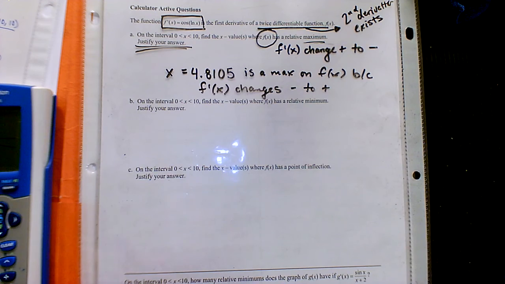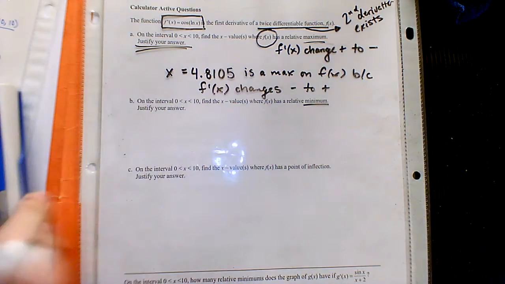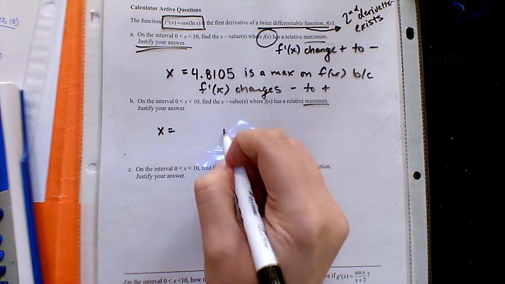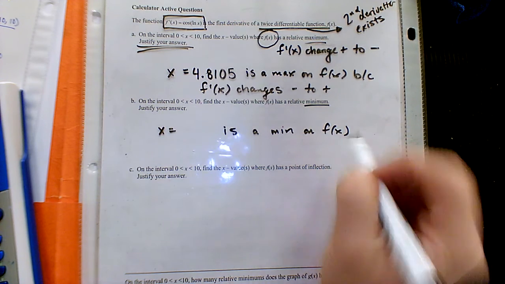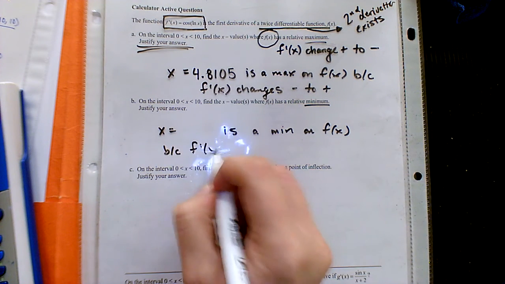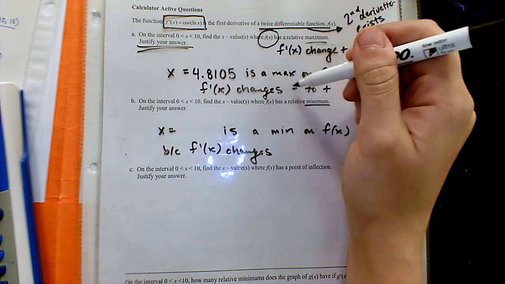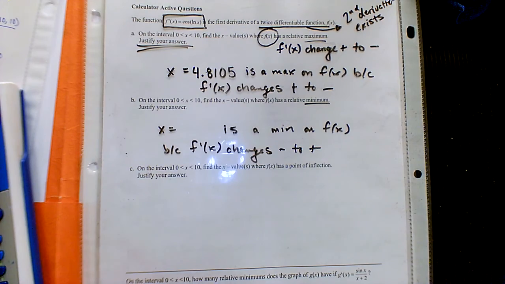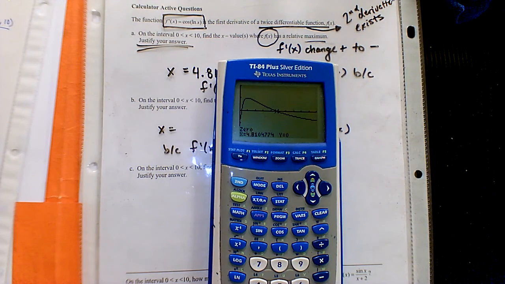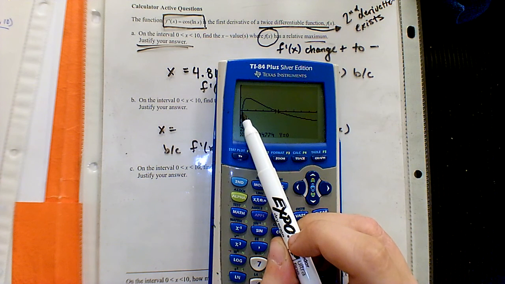Do you think we can do B? It's basically the same question, but looking for a minimum. Oh wait, this should be positive to negative. My bad. Negative to positive is for the minimum. All right, so let's try to find a spot that changes negative to positive. That looks like very close to the y-axis at the very beginning.